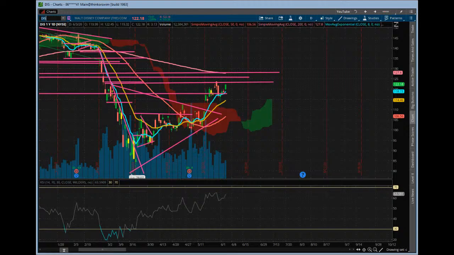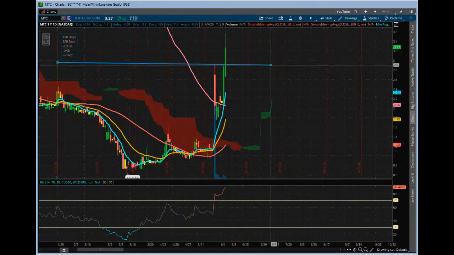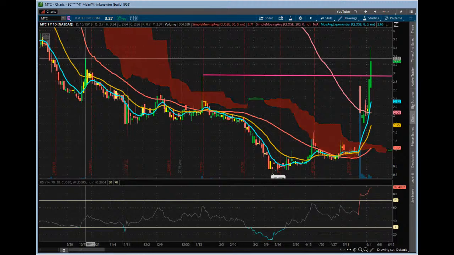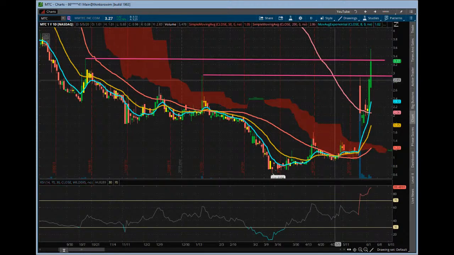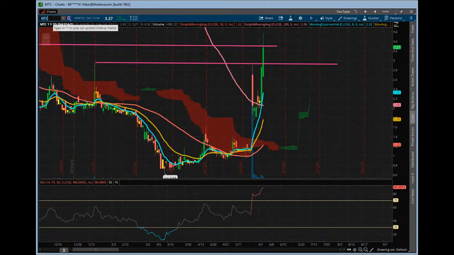Good stuff. Aaron, what's going on? MTC. Nice move on that one right here. Look at that, it cleared that pivot level with some authority. And right now it is rejecting that level, so just be careful with this one. Kind of a cheapo stock, but see if it'll consolidate and try to work its way up a little bit.